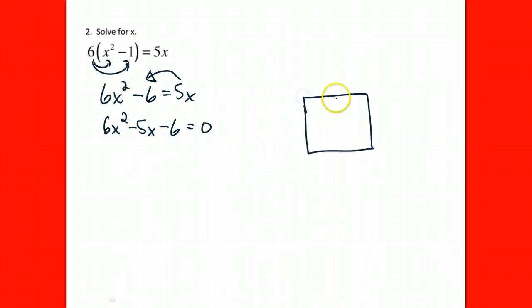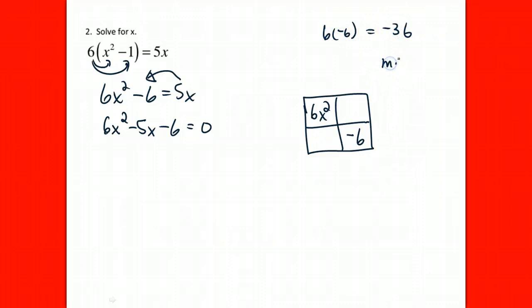If you have to, you can use a factor square. Start off by putting the squared term in the upper left corner, the constant term in the lower right corner, multiply those coefficients by each other to get negative 36, and it turns into a riddle. Can you figure out two numbers that give you negative 36 when you multiply them and give you negative 5 when you add them?